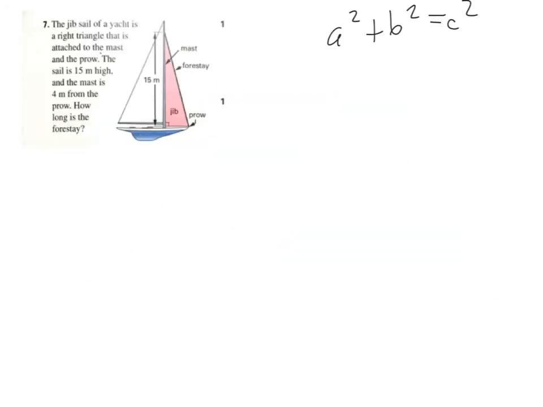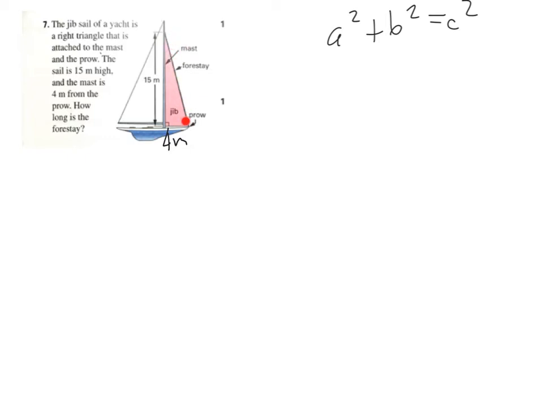All right, taking a look at number 7 from your homework. It's looking at this sailboat. They're saying that the mast is 15 meters high, right here. They're saying that the jib to the prow is 4 meters. So we're going to add that dimension right here, 4 meters. And they're asking how long the forestay is.